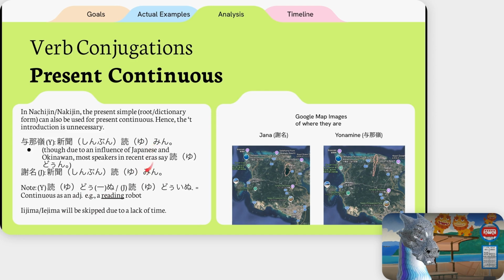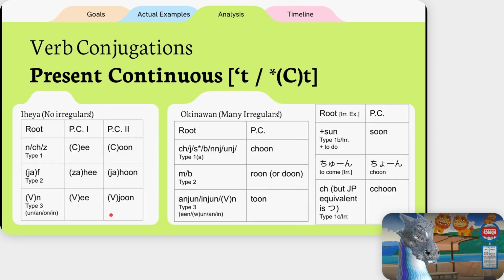So I'm going to skip Iejima because I don't have really enough time to cover the present continuous. I'll have the Iheya one and Okinawan, right? Okay. So let's start one by one. I'm just going to write PC1. Remember that's with the achun ending.